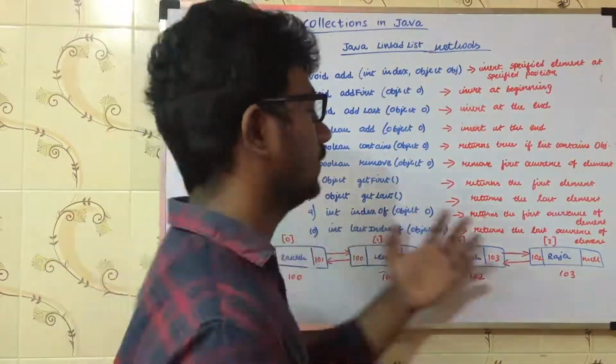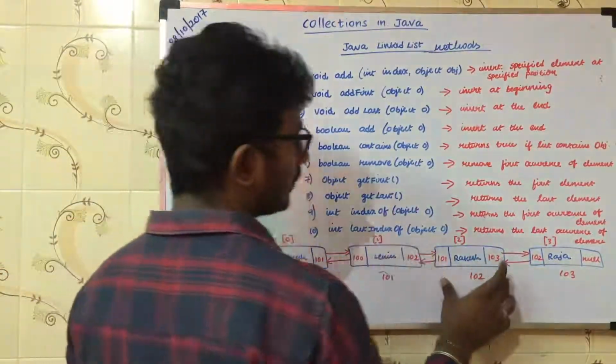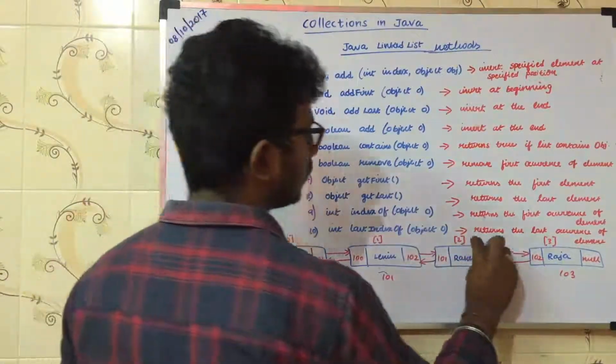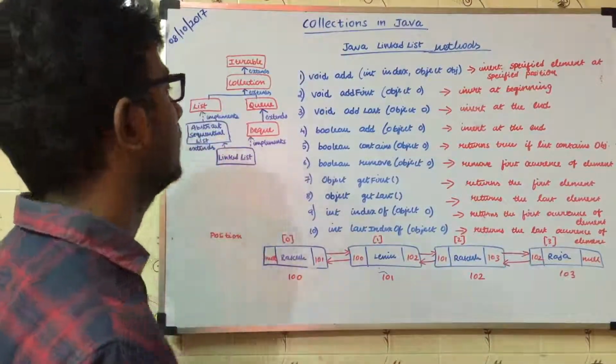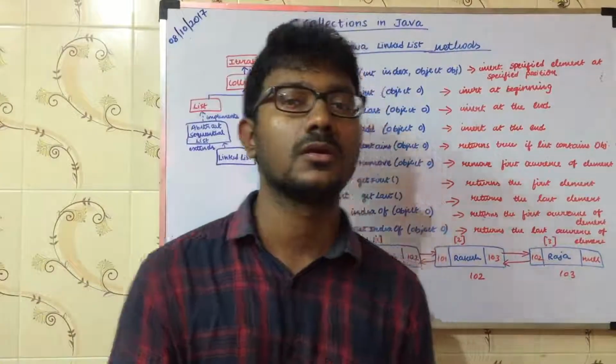Int last index of object O. It's opposite to index of. It returns the last occurrence of that object. Here 2 will be returned. So these are the methods that are supported by Java.